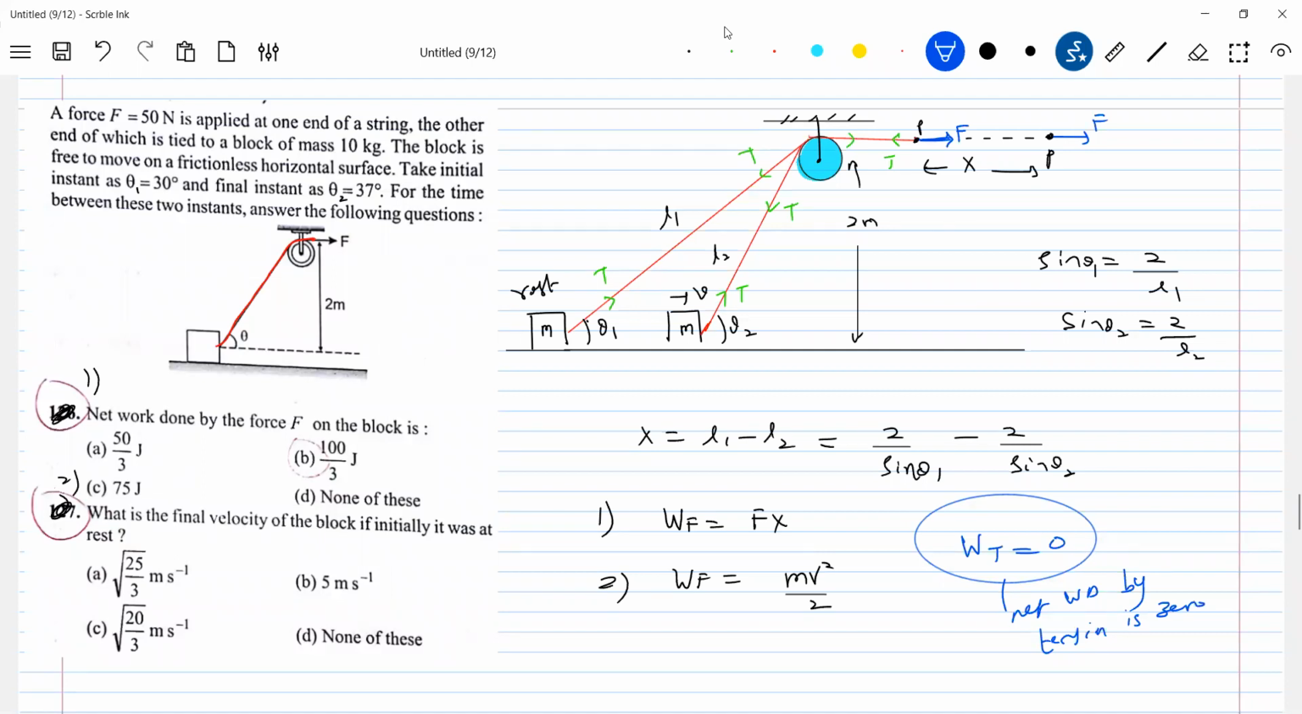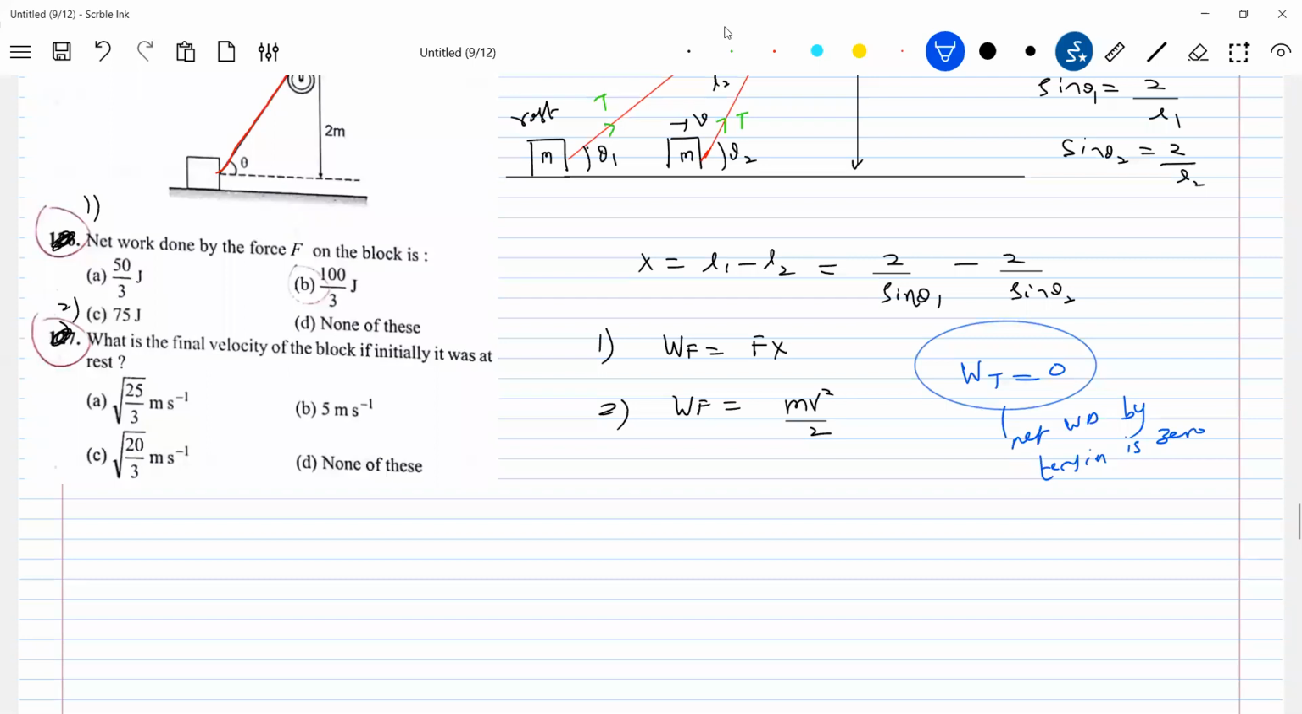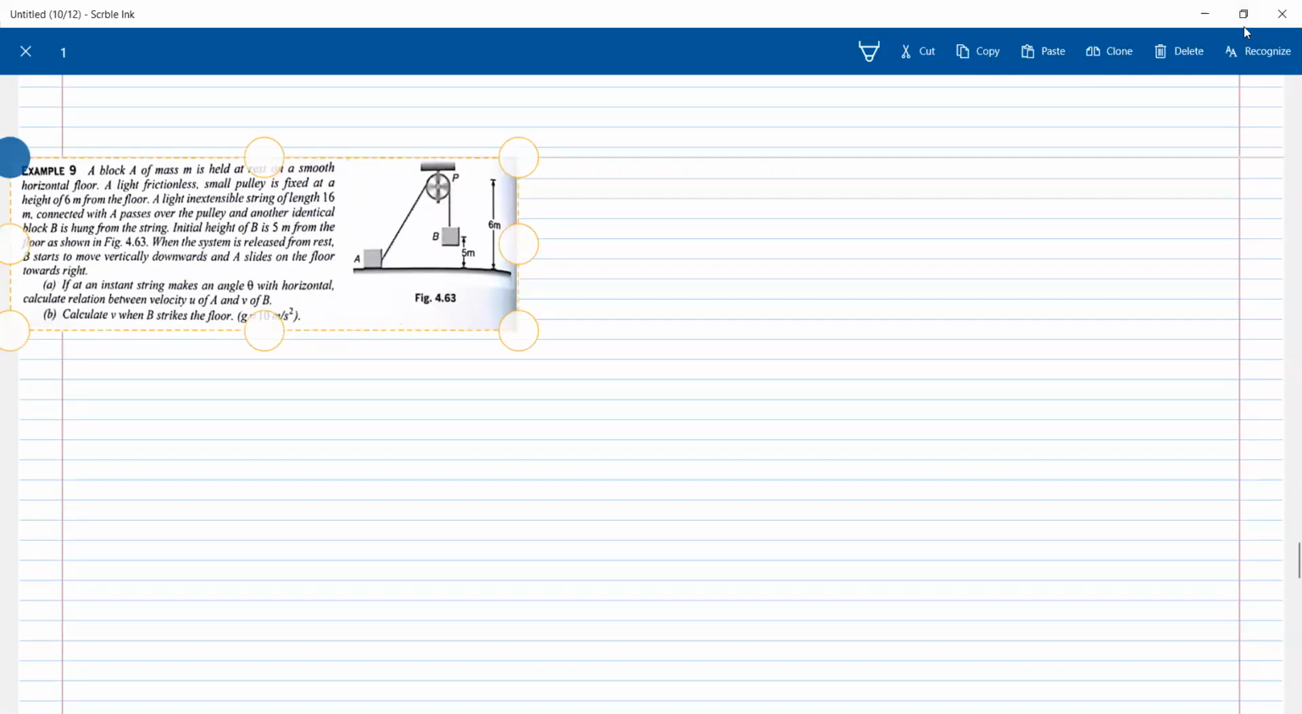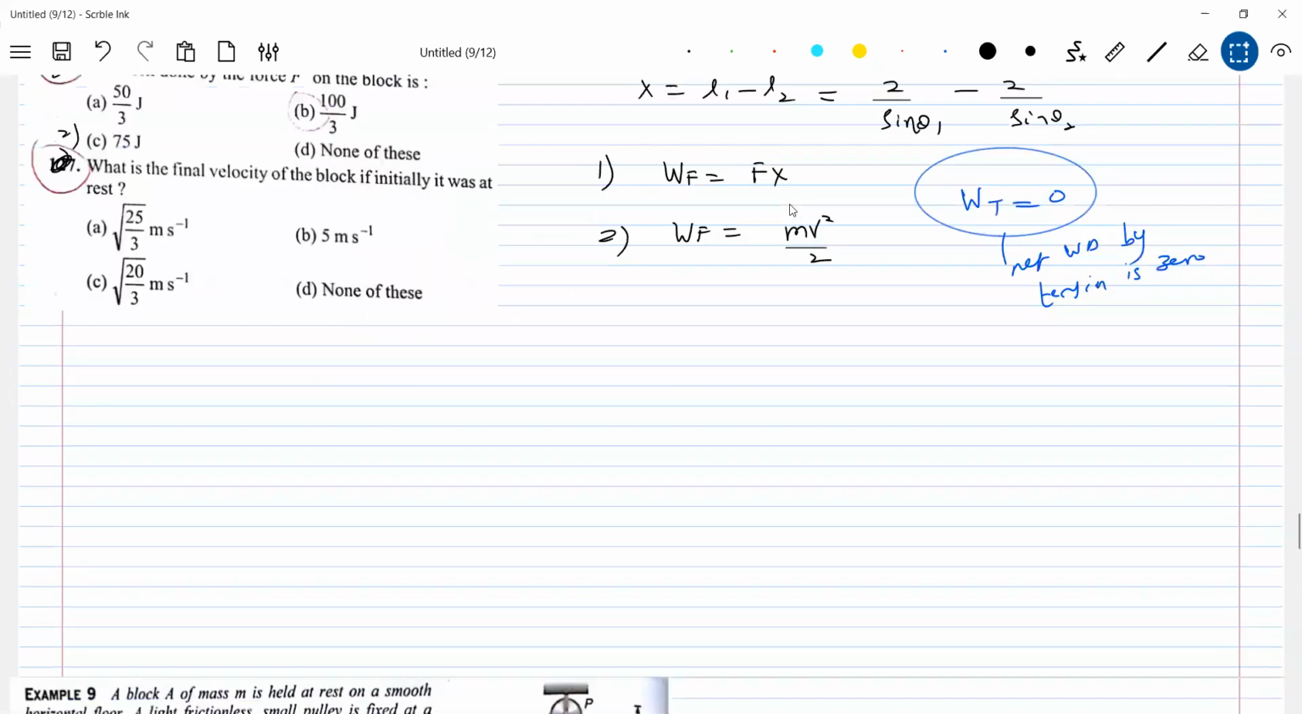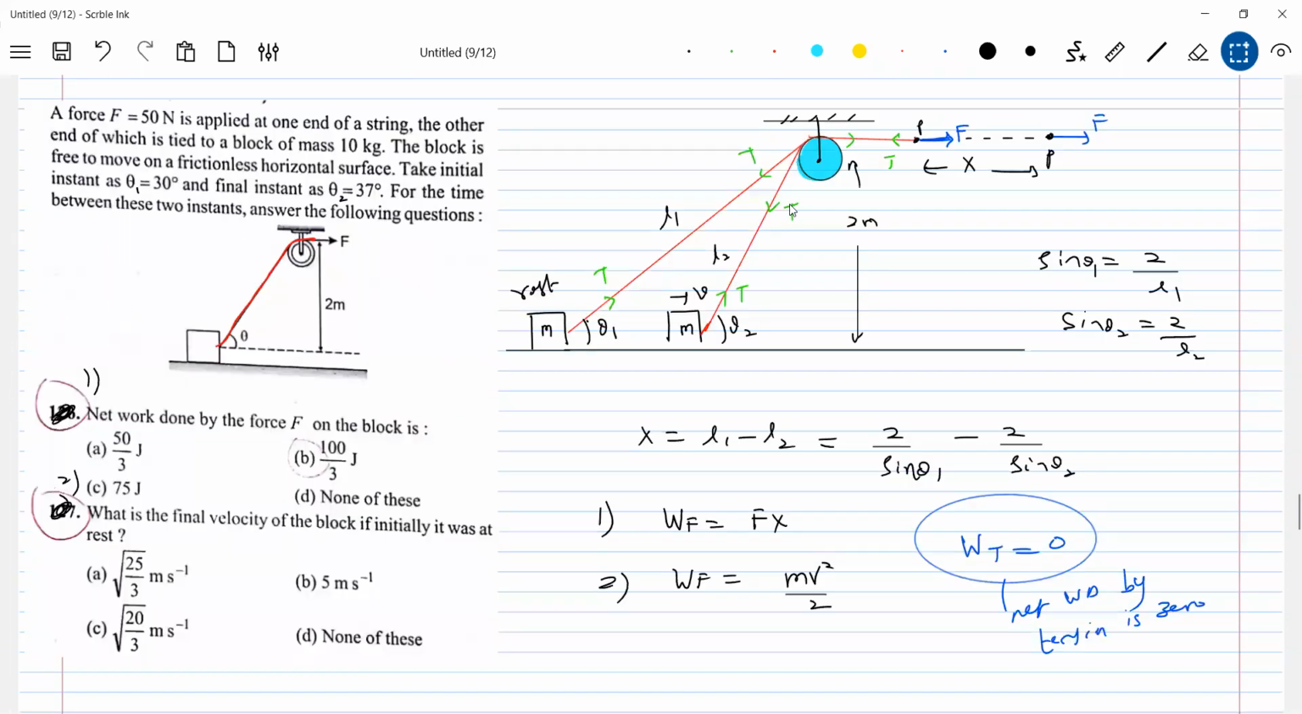I'll give one more problem similar to this, we'll finish off the same idea. Net work done by tension is 0. You have to work it out, no? I told you, you should think about it. How is it 0? You can show that with T into X. Here again calculate the work done by tension. Try it, no problem.